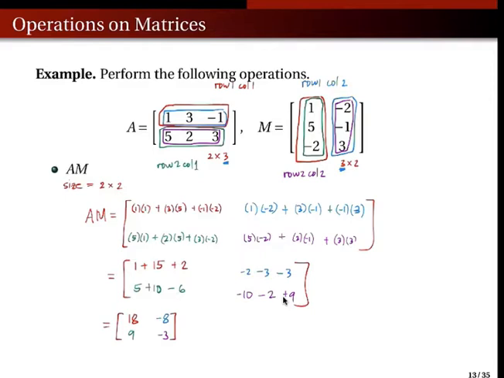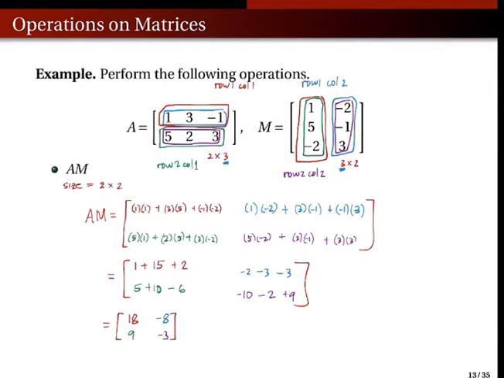Question on this? Okay, so let us work on the next example.